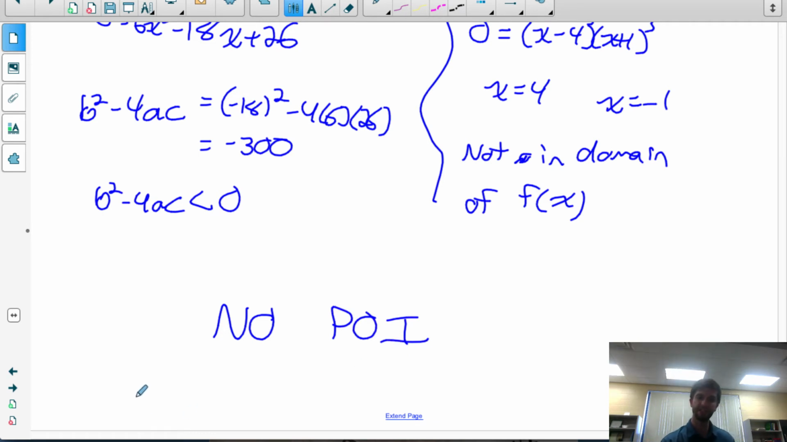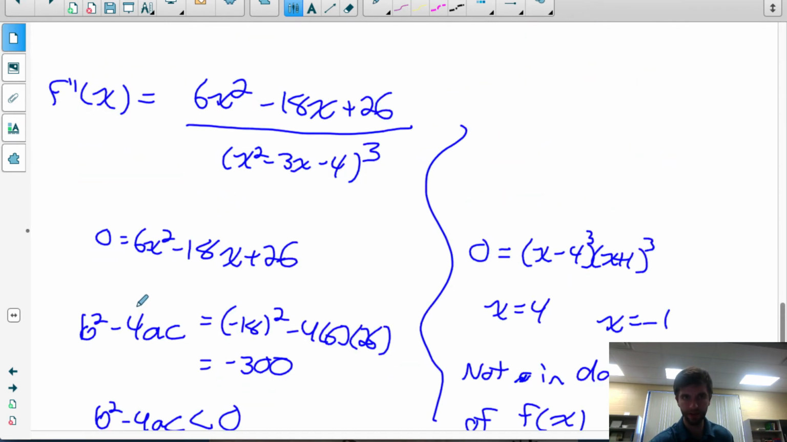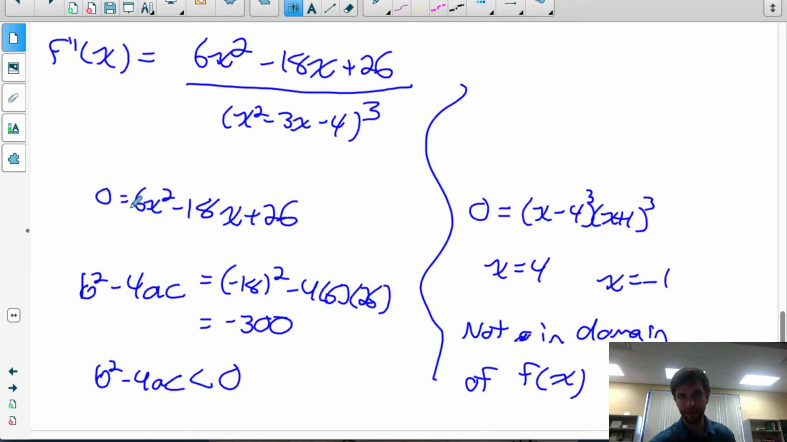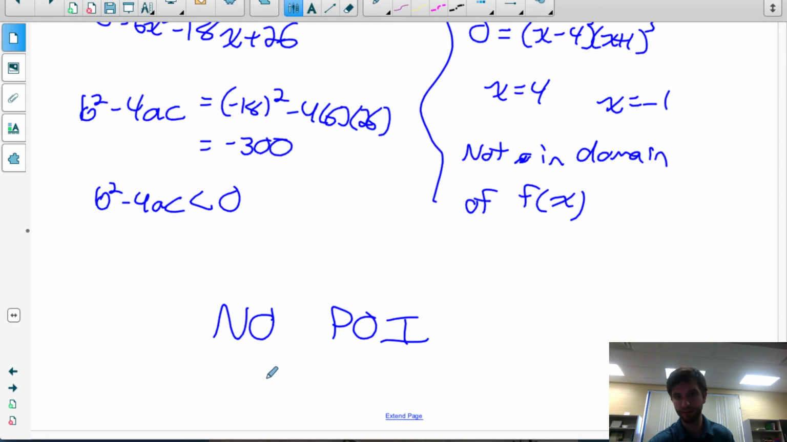Now the function may have changes in concavity, but it would be at vertical asymptotes. It wouldn't be at an exact point on the function. So we have no possible points of inflection because there's no way the second derivative can be 0, and there are no x values in the domain of the original function that would make this undefined. There are x values that make this undefined, 4 and negative 1, but they're not in the domain of the original function. So we have no possible points of inflection.